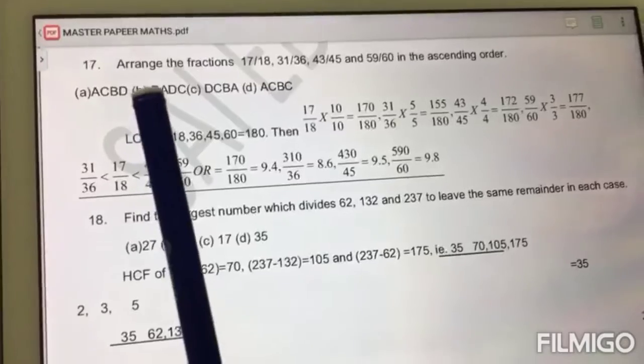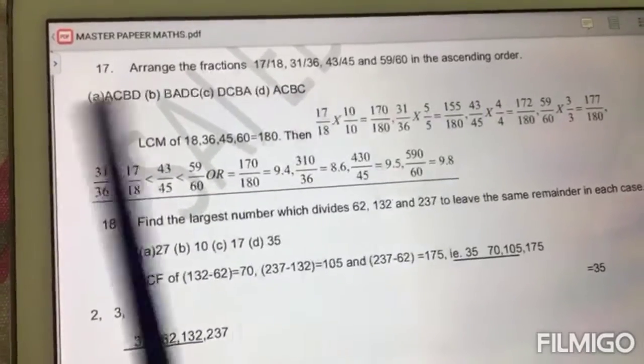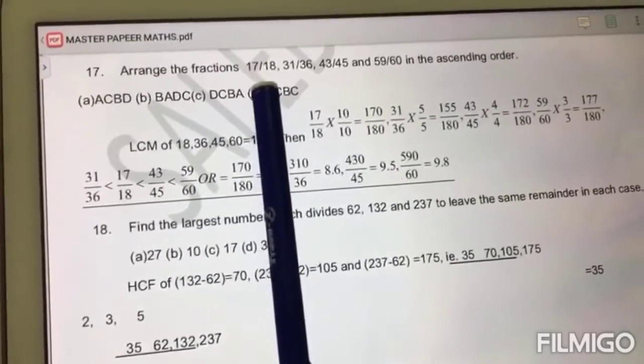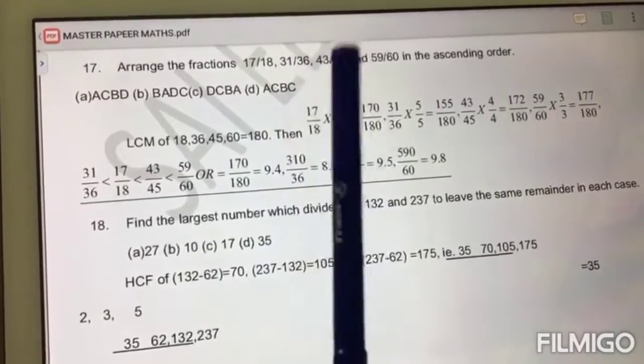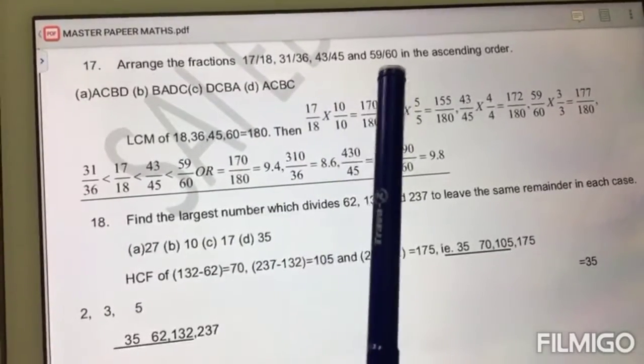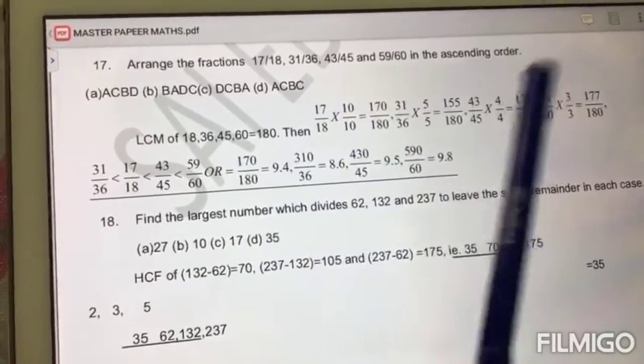Okay, so moving on to number 17. Number 17 is very basic. Arrange the fractions 17 by 18, 31 by 36, 43 by 45 and 59 by 60 in the ascending order.